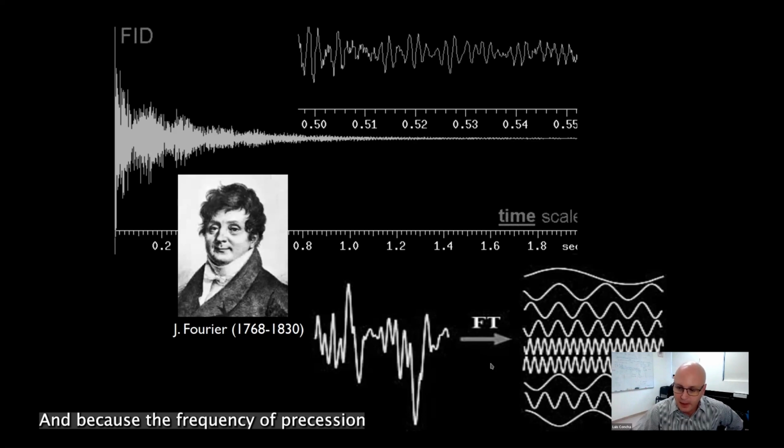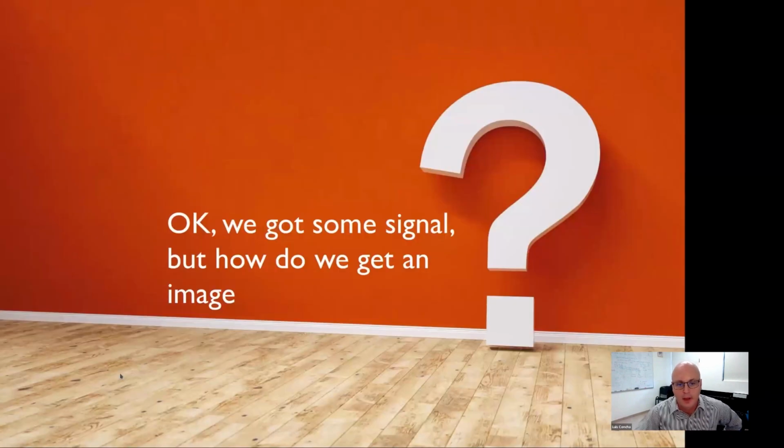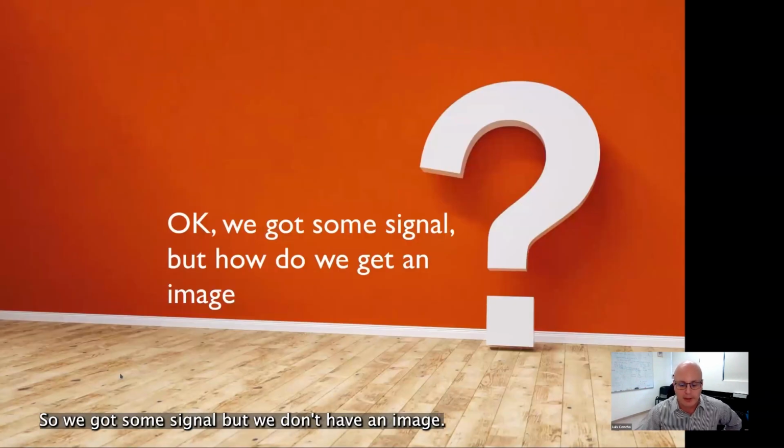And because the frequency of precession depends on the magnetic field that we are experiencing, any modulation of the magnetic field will result in different frequencies that we can extract using the Fourier transform from this original signal that we obtained. All right, so we got some signal, but we don't have an image.